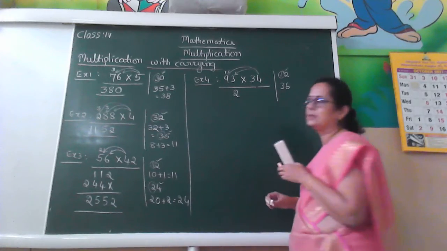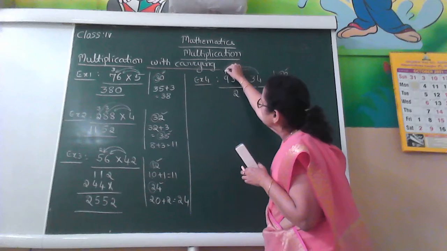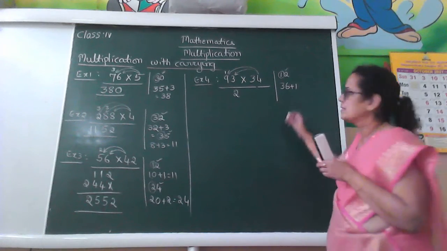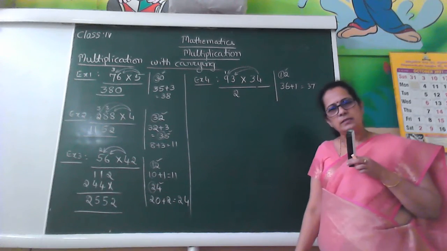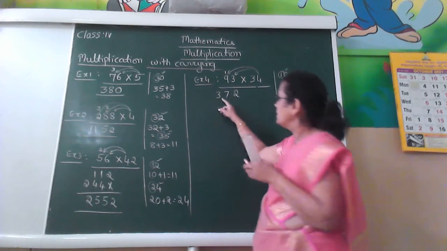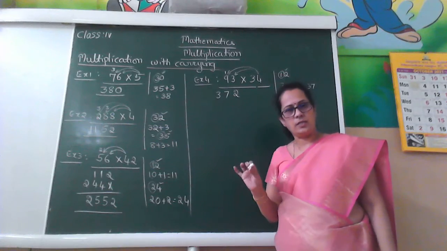36. Isn't it? Now 36, what about this carry, children? 1 is there, add 1 to 36. So the answer is 37. Write this 37. See the gap given for each digit.